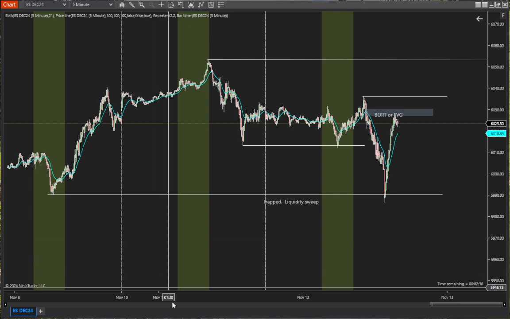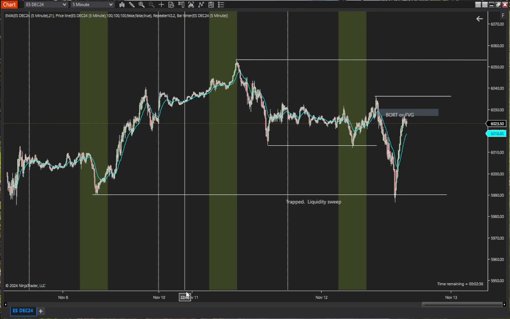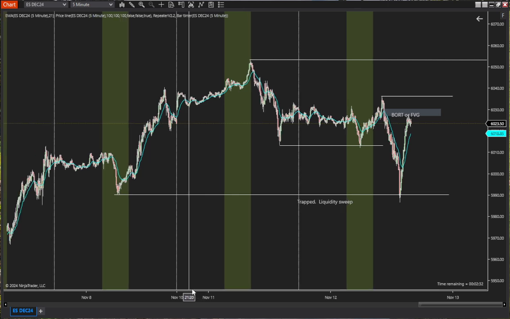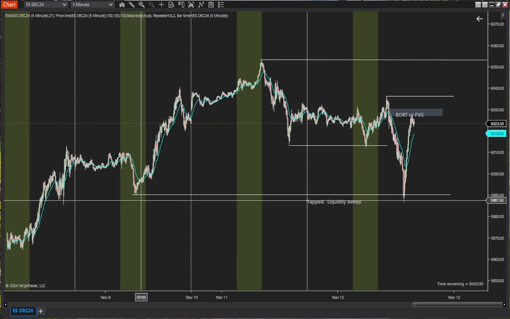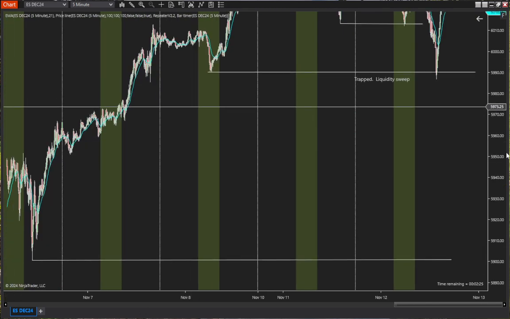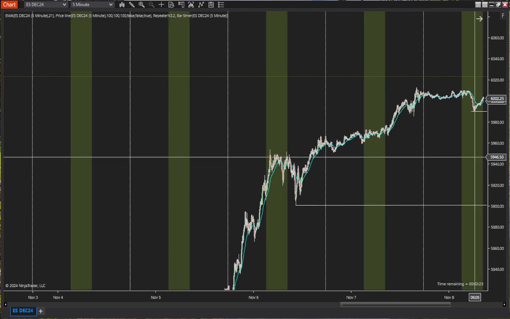All right, guys, let's just go over quickly liquidity sweeps and retracements back to levels, or if an area of liquidity is swept, where are you going to take profits, right? This is a higher time frame ES chart. It's a 5-minute chart, but it's a higher time frame.